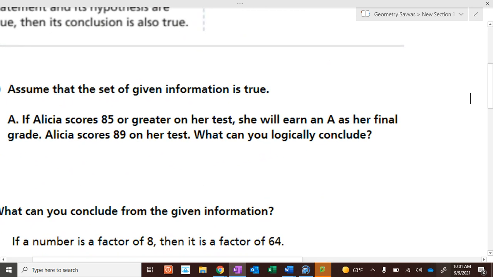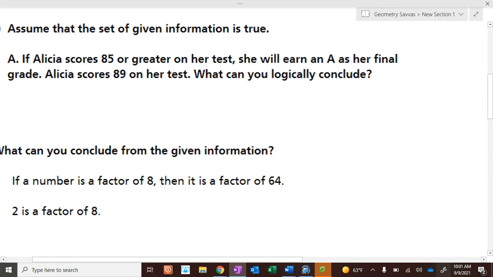Like this. If Alicia scores 85 or greater on her test, she will earn an A in her final grade. Alicia scores an 89 on the test. So then what do we logically know, Ainsley? Then Alicia will get an A in her final grade. Simple as that. Straightforward. This is straightforward stuff today on this lesson.